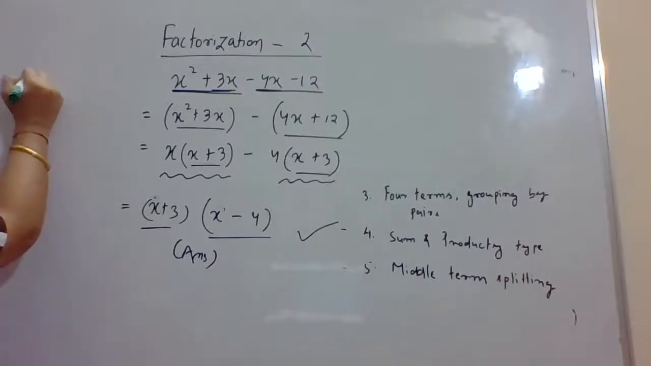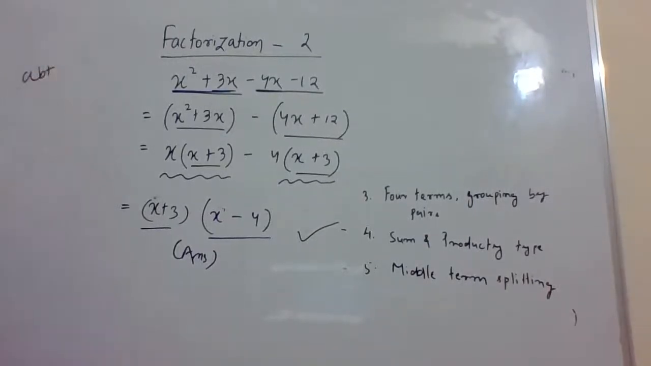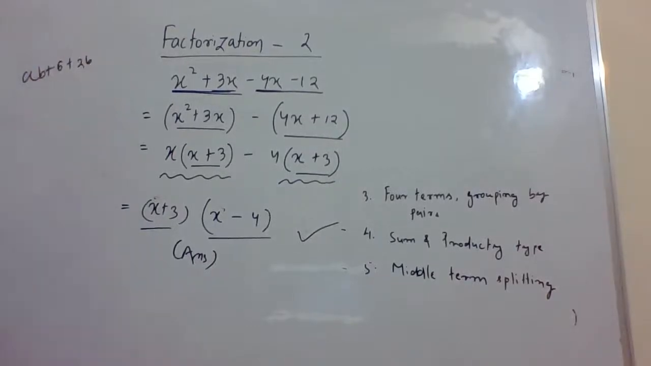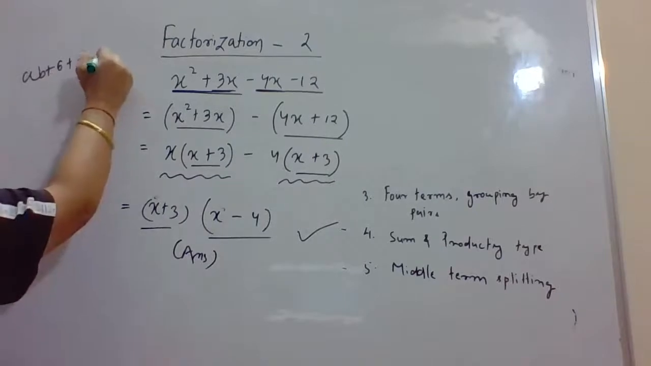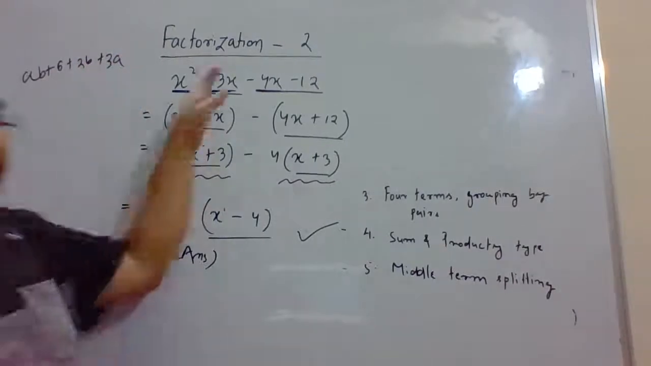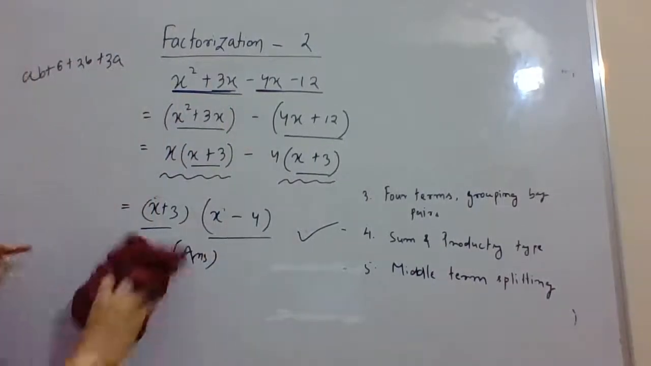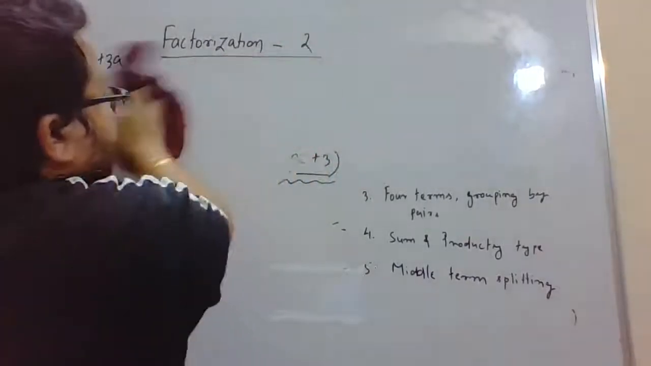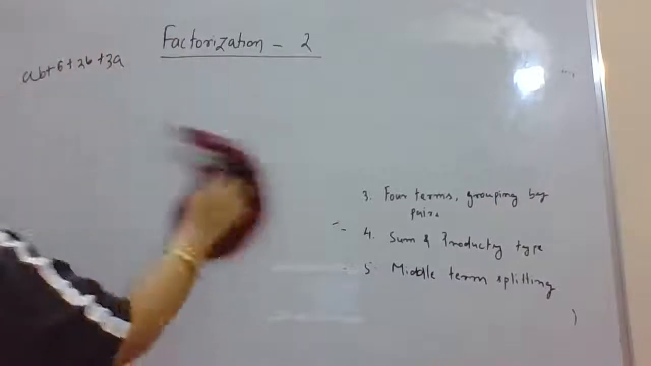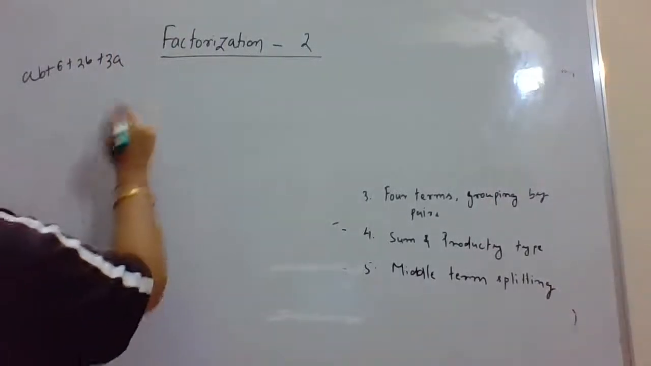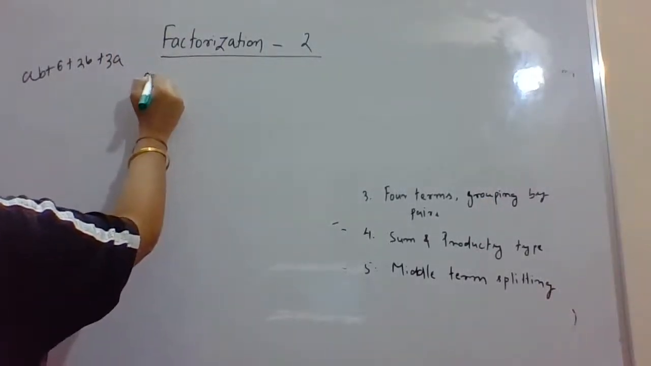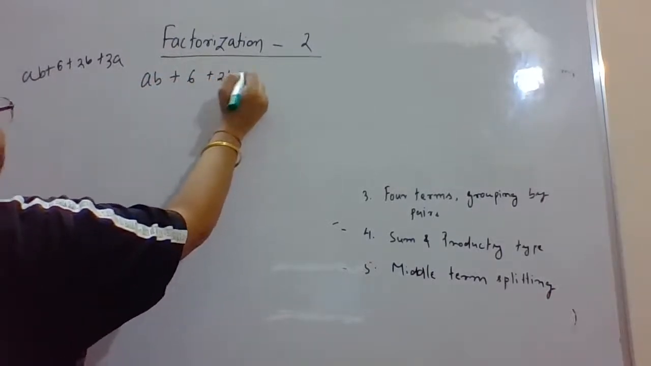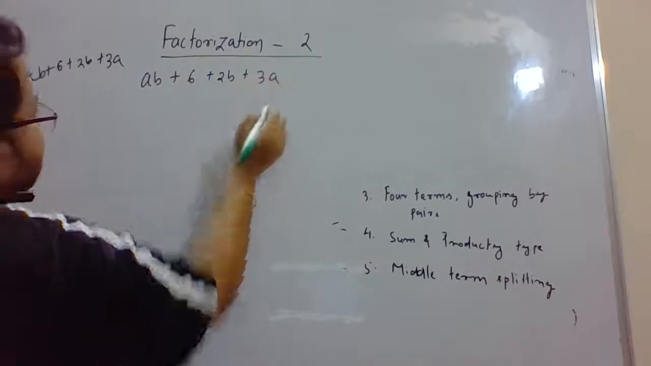So the next question would be ab plus 6 plus 2b plus 3a. Okay, so if you have noted this down, now let us go ahead and solve the second practice problem of this factorization series. So my question is ab plus 6 plus 2b plus 3a.